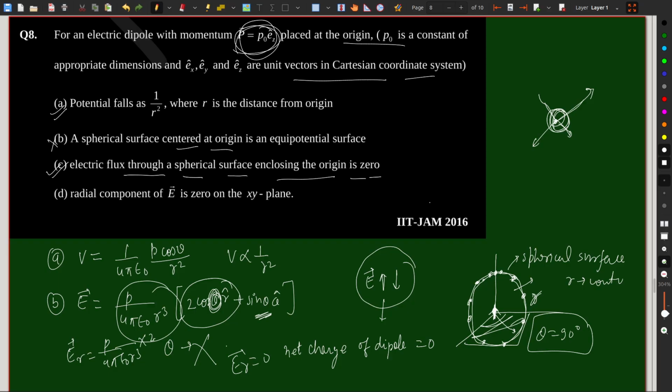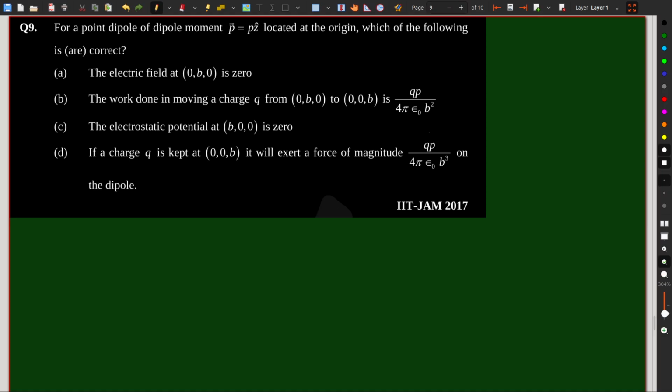Let's move to the next question. Here a dipole of dipole moment p_z is located at origin. Which of the following is or are correct? This is a multiple select question. Option A: electric field at (0, b, 0) is 0. Let's check.